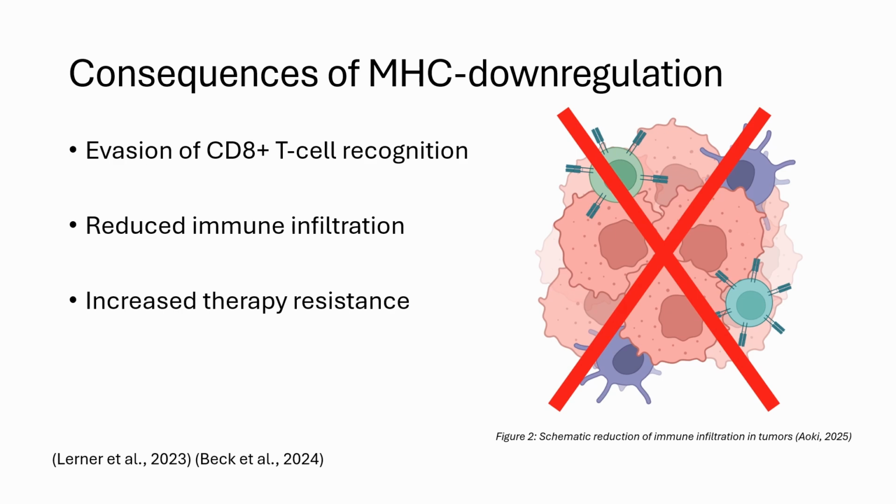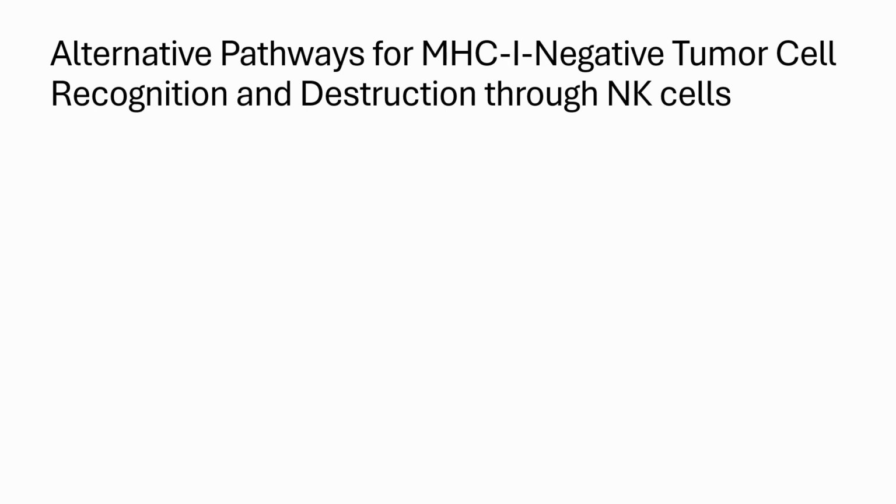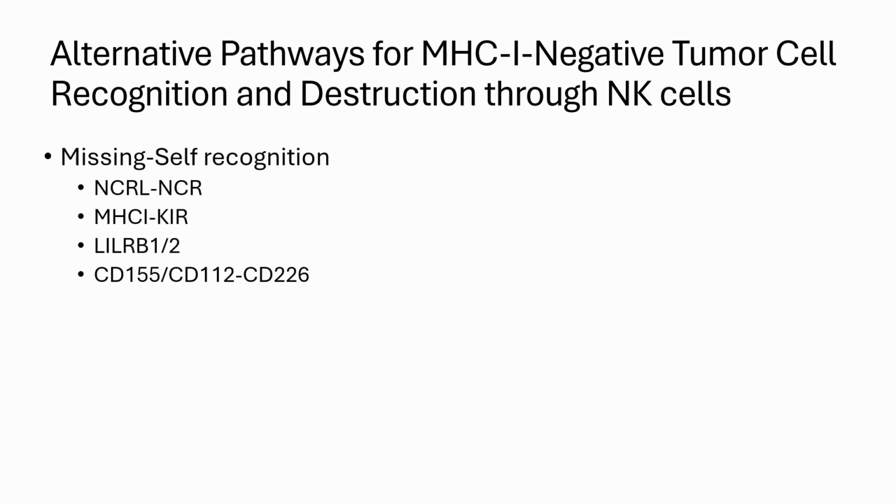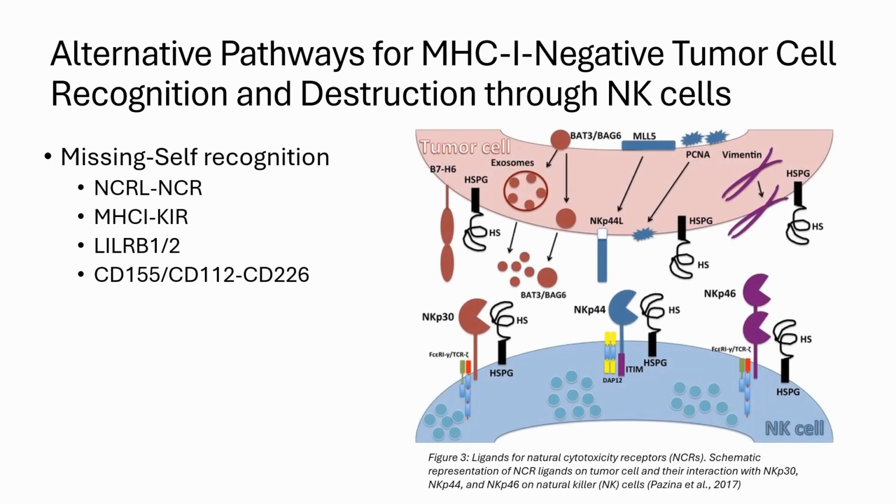Alternative pathways for MHC-1 negative tumor cell recognition and destruction through NK cells. Natural killer cells recognize MHC-1 negative tumor cells through additional immune receptors. Self-recognition involves various interactions between NK cell receptors and ligands on tumor cells. When these ligands are defective, NK cells' cytotoxic activity is enhanced.